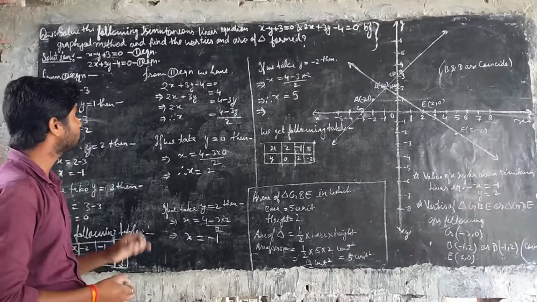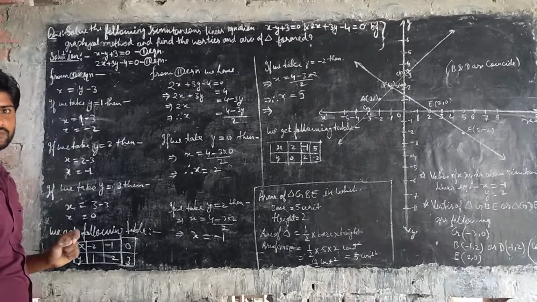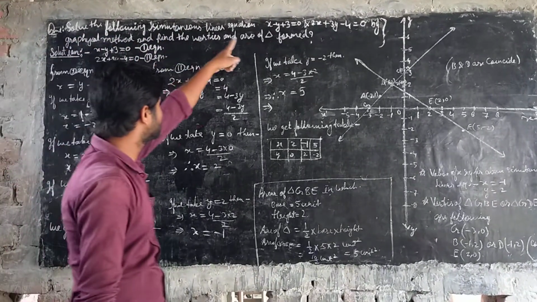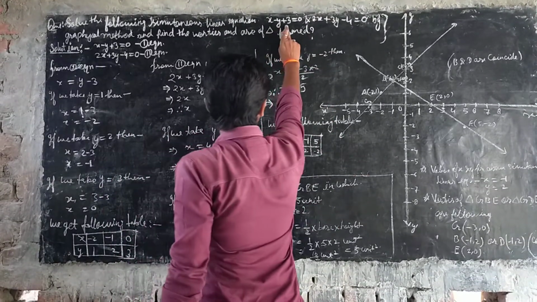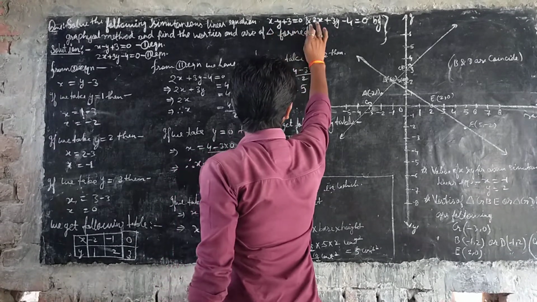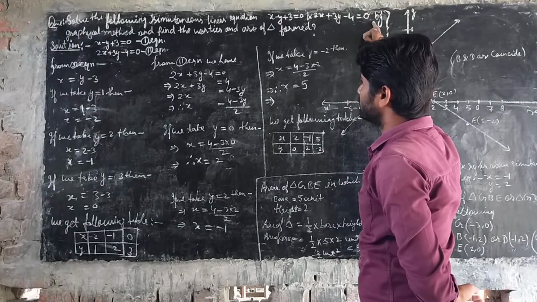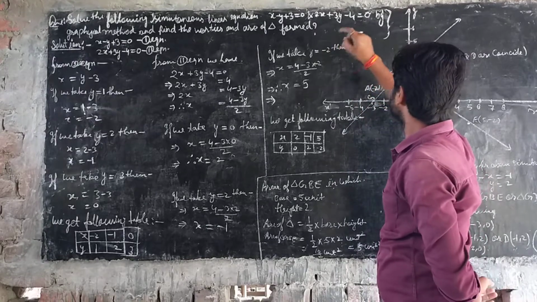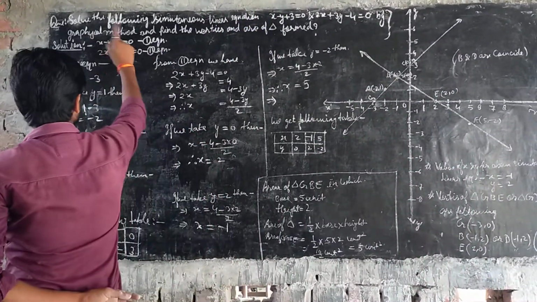On that method, I have already given a question here on the board. Now I am going to read it. Solve the following simultaneous linear equations. The equations given are x minus y plus 3 is equal to 0 and 2x plus 3y minus 4 is equal to 0. These are the two simultaneous linear equations given, to be solved by the graphical method.